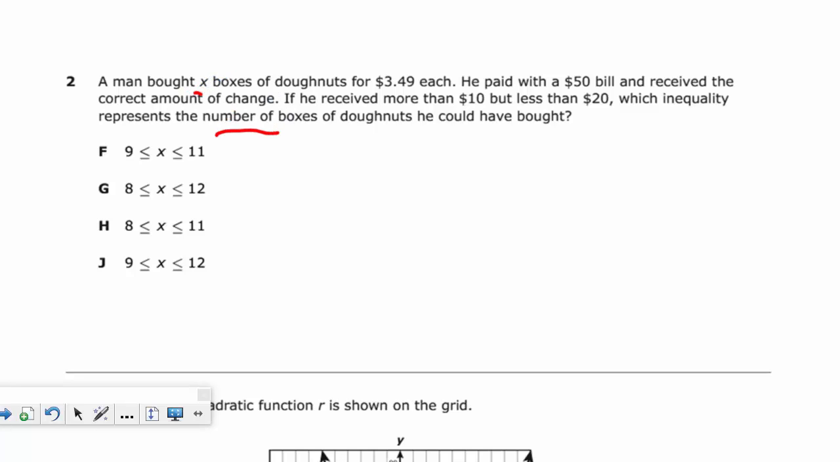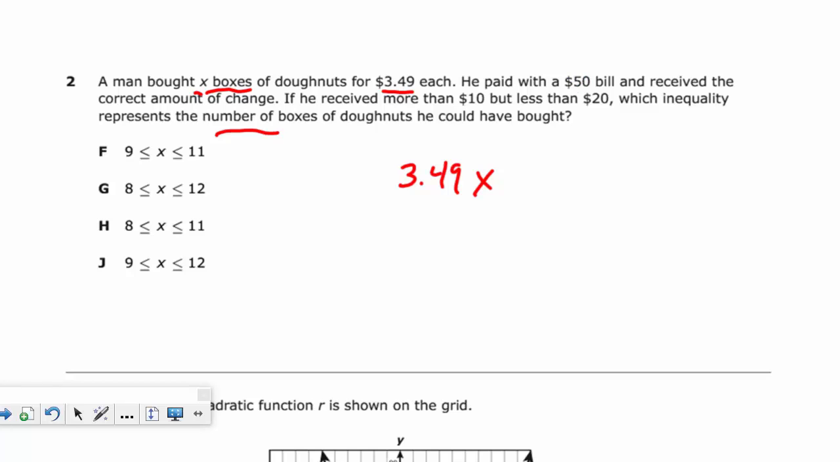This is x. This is the number of boxes. You have x boxes of donuts. This is what he's paying for each box, $3.49. So logically, $3.49 is being multiplied by the number of boxes. It's $3.49 per box, and this is the number of boxes he's taking, right?